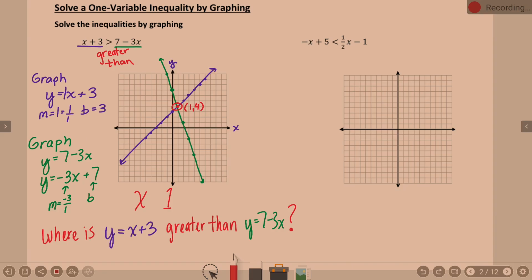So vertically speaking, where is my purple line greater than my green line? Where is my purple line above my green line? And that's over here, because purple is higher than green. Now, the question becomes, which side of 1 is that? Is that to the left of 1 and we say less than, or is that to the right of 1 and we say greater than? And that is where? Right. To the right of 1. So my official answer is going to be x greater than 1.